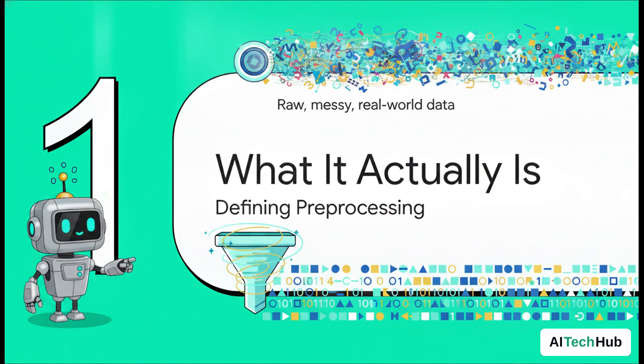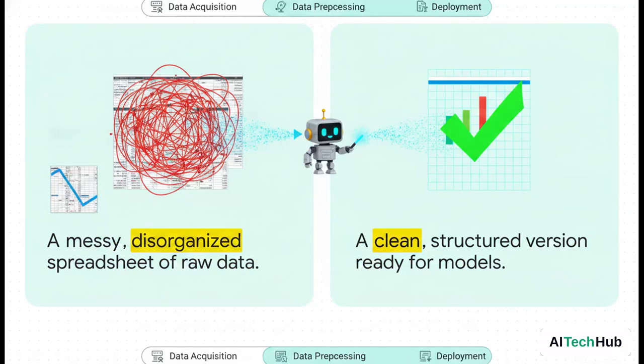And look who's here. Techie from AI Tech Hub is popping in to help us set the stage. Essentially, data preprocessing is the concrete set of steps where we take raw, messy, totally chaotic real-world data and transform it into something a model can genuinely learn from. It's the bridge between human chaos and machine logic.